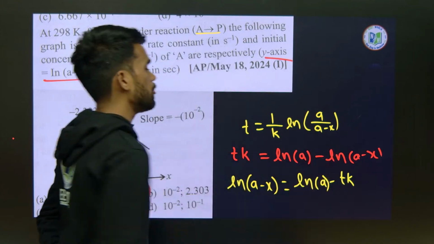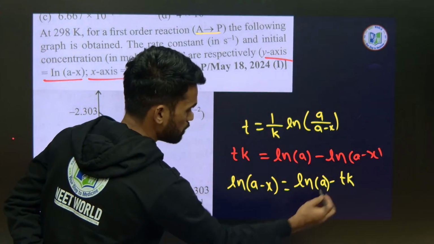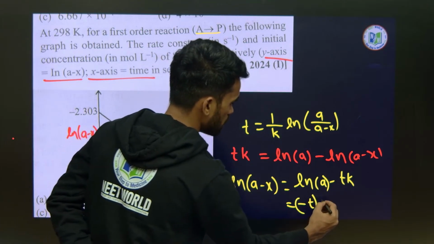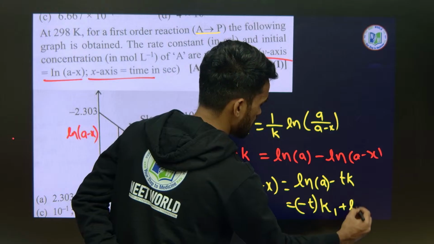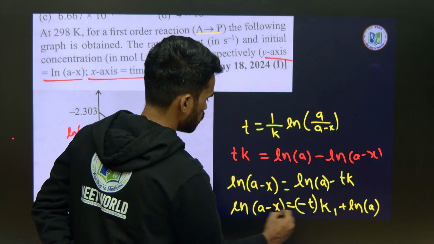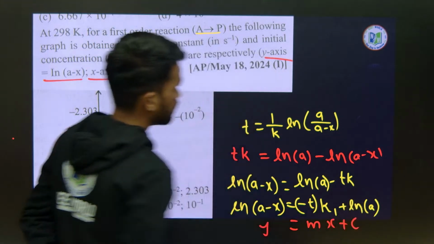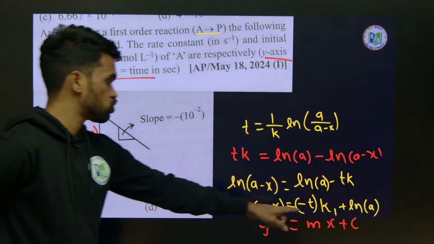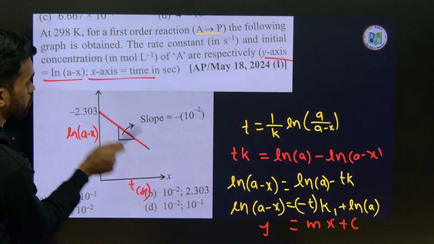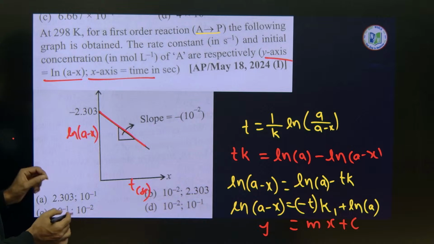From here you can write this in the form y equals mx plus c: the slope is minus k, with ln a as the intercept, where y is ln (a minus x). So m is a negative slope and the intercept is positive, therefore you will get a graph like this. This is in the form of ln, which is also fine.